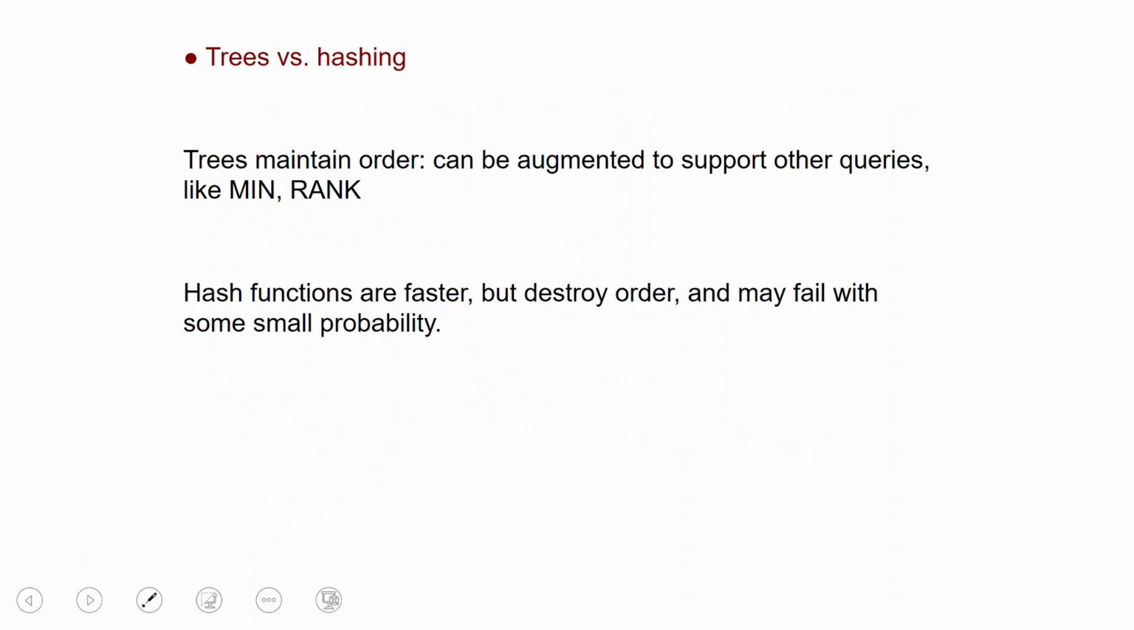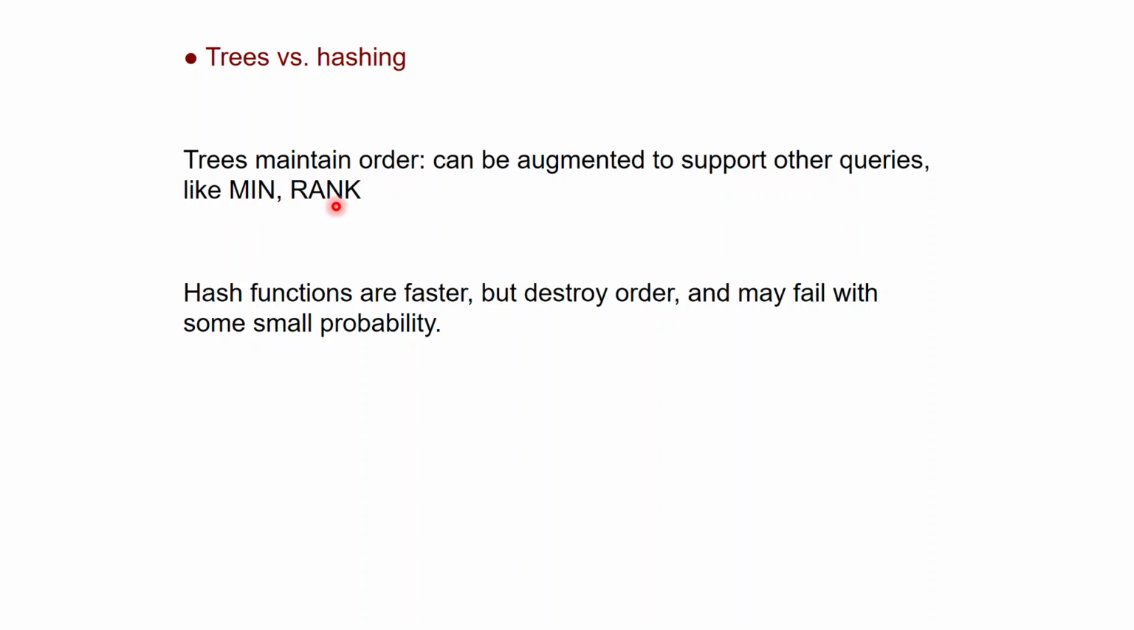The nice thing about trees is that they maintain order. So you can also support other queries with trees. For example, you can find the minimum element, or you can find the rank of an element. You can find how many elements are smaller than the element. And this thing is very important in many applications. Given an item, you may want to know how many items you have which are smaller than that.